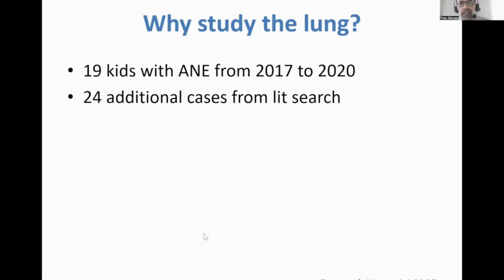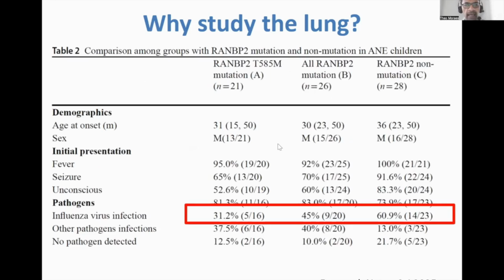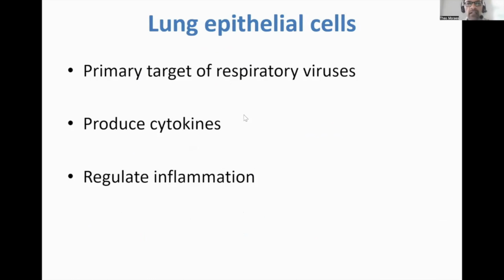More recently, refining this, I found this review article, and I know many of you have looked at these data. This was a case series, and they supplemented their 19 cases from a group in Beijing with an additional 24 kids. You can see that most of these cases are related to influenza virus. And for some of the other pathogens, the majority have something to do with the lung. So again, why study lung epithelium? Because it's the primary target of respiratory viruses.